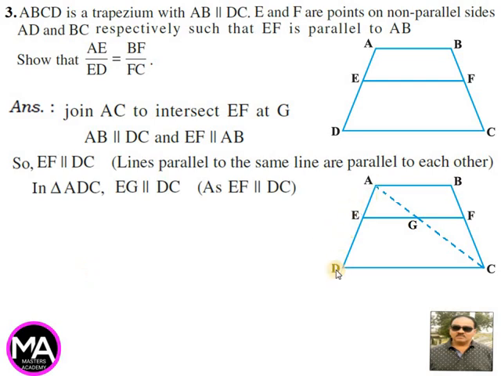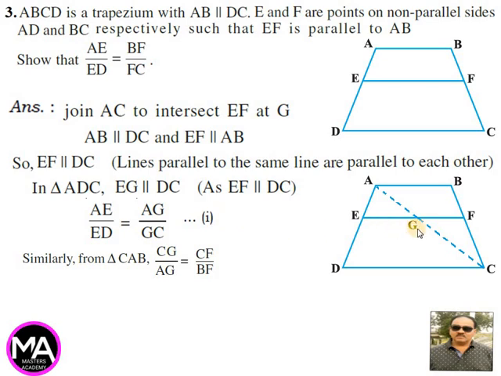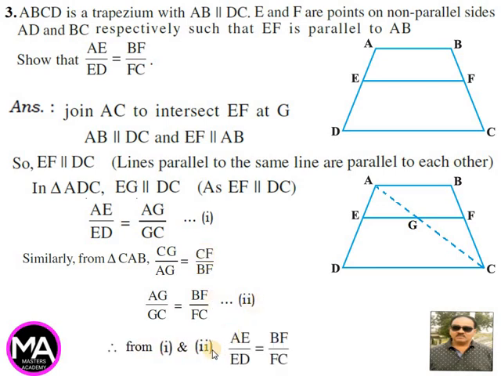In triangle ADC, EG is parallel to DC as EF is parallel to DC. AE by ED is equal to AG by GC. Call this equation 1. Similarly, in triangle CAB, CG by AG is equal to CF by BF. Taking the reciprocal, AG by CG is equal to BF by CF. Call this equation 2. From equation 1 and 2, AE by ED is equal to BF by FC.